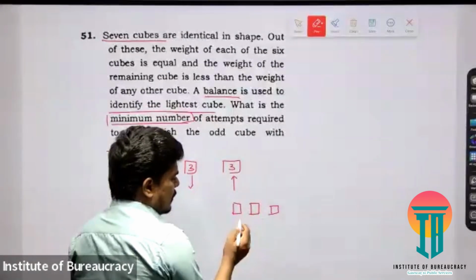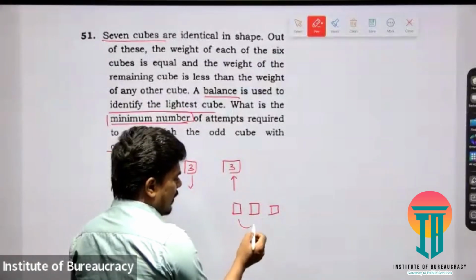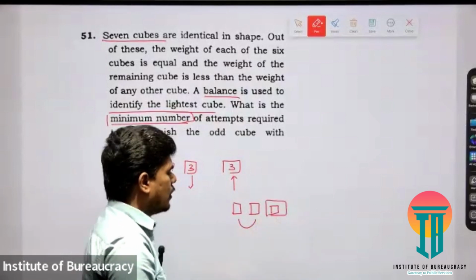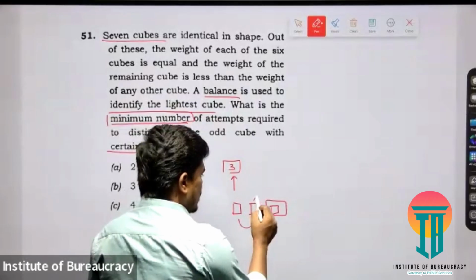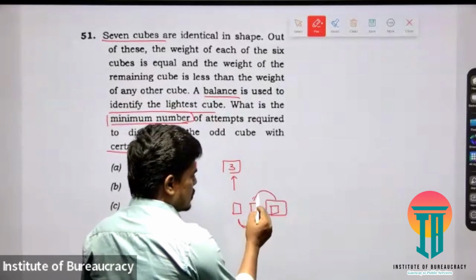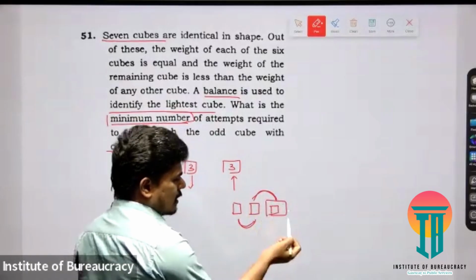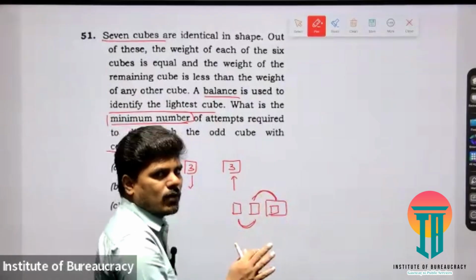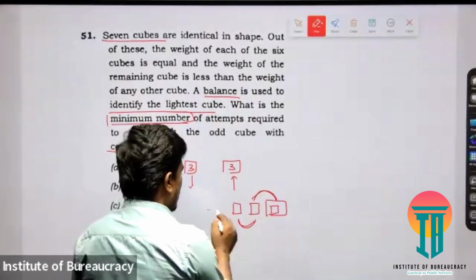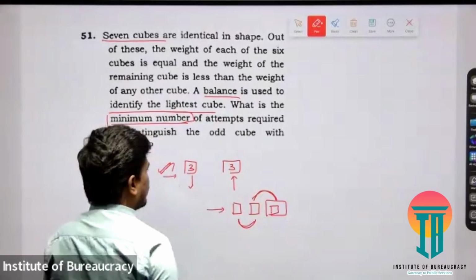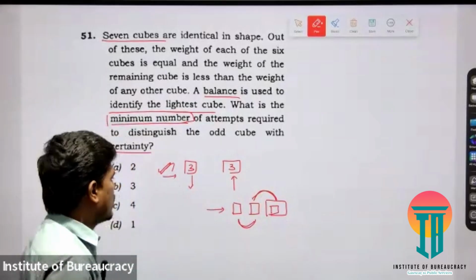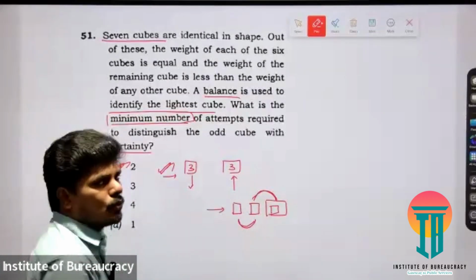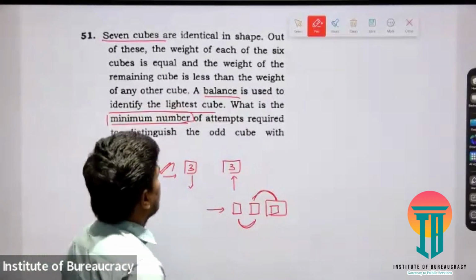Now if you take two of these and weigh them, if they are equal, then the remaining one is the lightest. And if you take two and one side goes up and the other side goes down, whichever side goes up is the smallest cube. So here I'm making one attempt, and here I'm making one attempt. So totally 2 attempts are required to answer this question. Certainly we can answer in 2 attempts. That's the answer for this question.